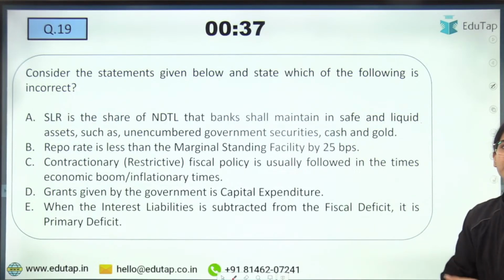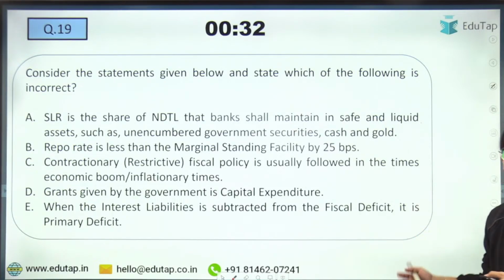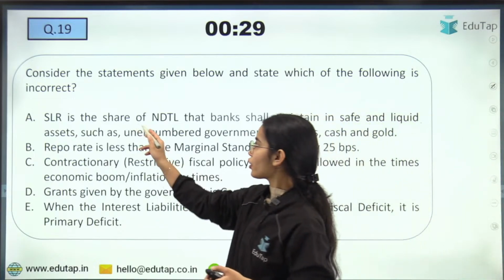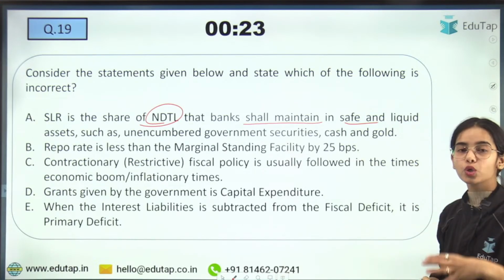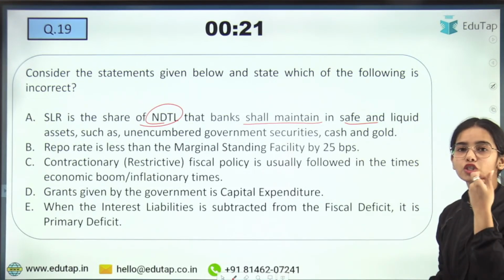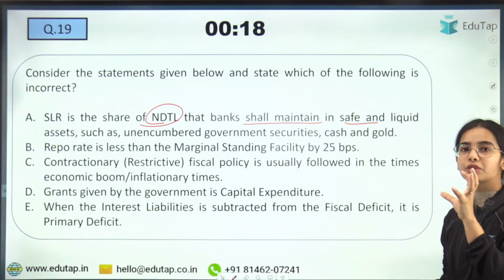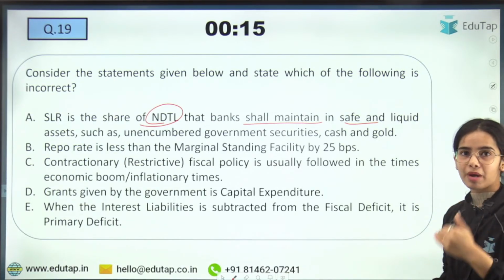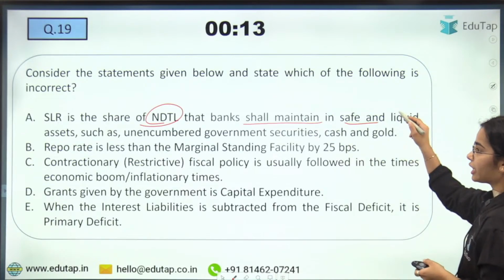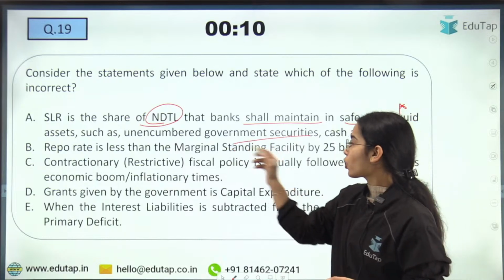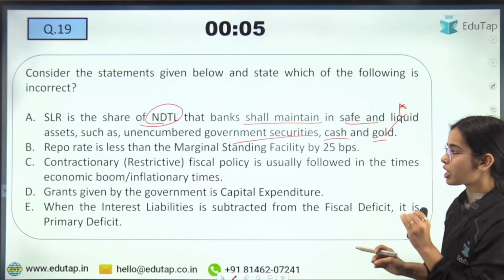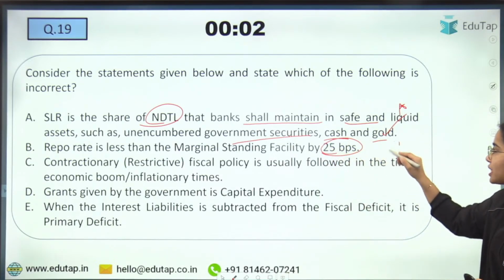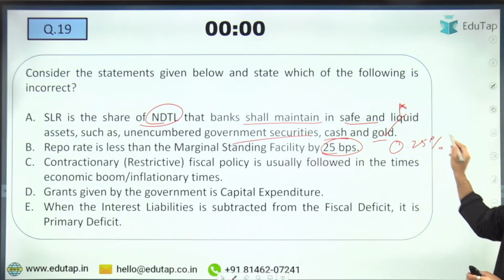Which of the following statements is incorrect? SLR is the share of NDTL that banks shall maintain in safe and liquid assets. Statutory liquidity ratio is a percentage of the net demand and time liabilities, the deposits we can say, of the bank that the bank shall maintain in safe and liquid assets, that is in government securities, cash and gold. So this is correct. Repo rate is always less than the MSF, marginal standing facility, by 25 basis points, that is by 0.25%. So that is correct.